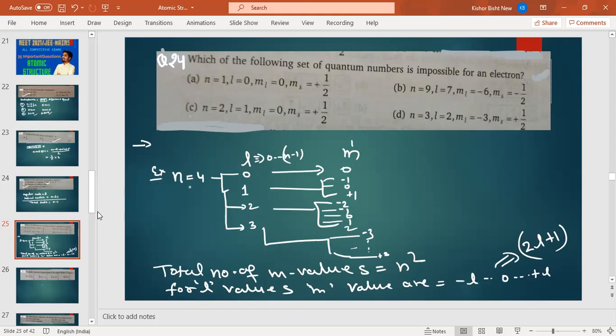Now, here, if n is equal to 1, then l is 0, it is possible. And m is equal to 0, it is also possible. This is correct. n is equal to 9, then l may be 7, possible. And if l is 7, then m is minus 6, possible, because you see here. Come to the C option. If n is equal to 2, l is 2 is possible, l is 1 possible, and l is equal to 1, then m is equal to 0 also possible. You see here, if l is equal to 0, then l is equal to 1, then 0 is also possible in this case. Come to the next one, n is equal to 3, l is equal to 2 possible. But if l is equal to 2, then m is minus 3 is not possible.